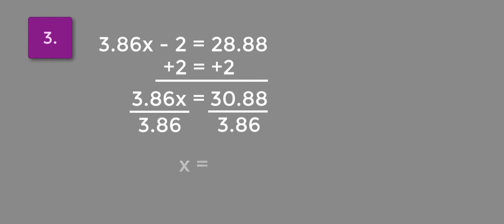And we're left with x equals 30.88 divided by 3.86. Move the decimal place 2 places. Now if we round up, how many times does 400 go into, rounding down, 3,000? We'd have approximately 7, but it's halfway in between. And we rounded down more than we rounded up, so instead of 7, we'll use 8.